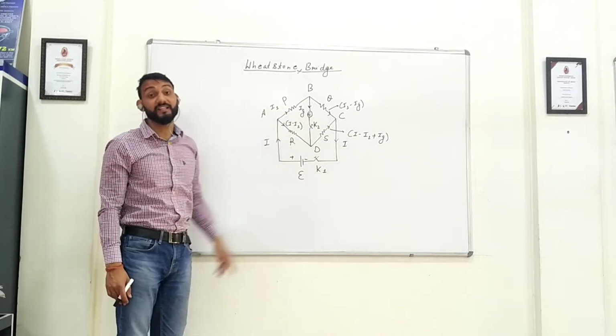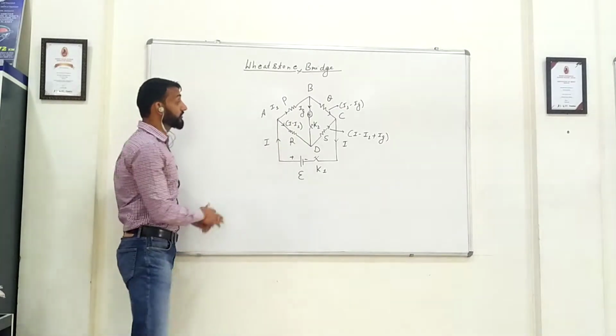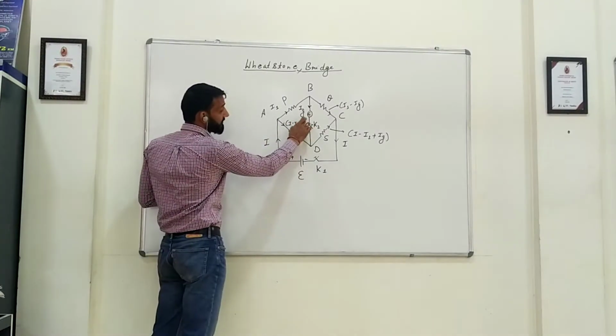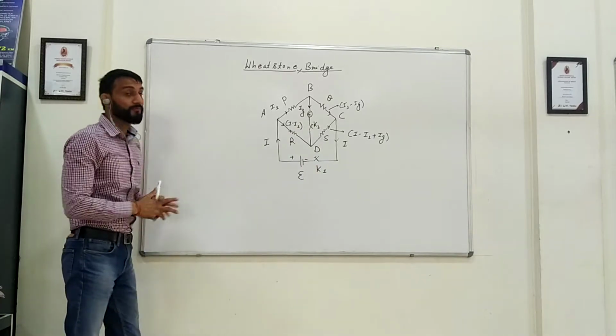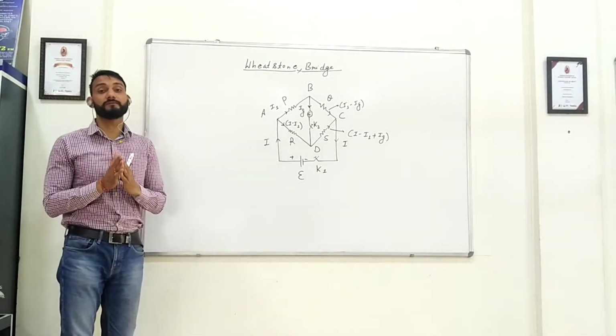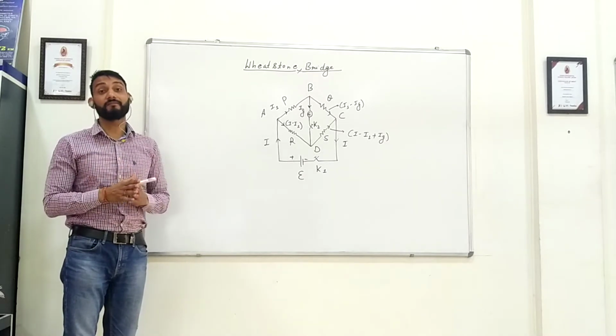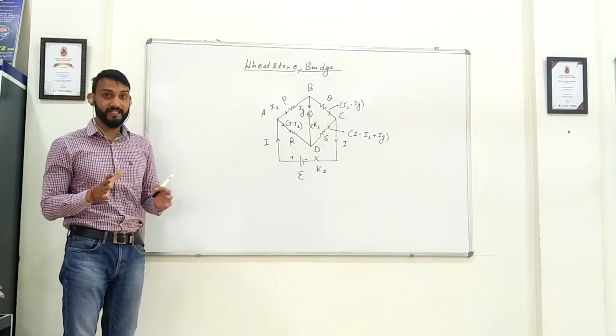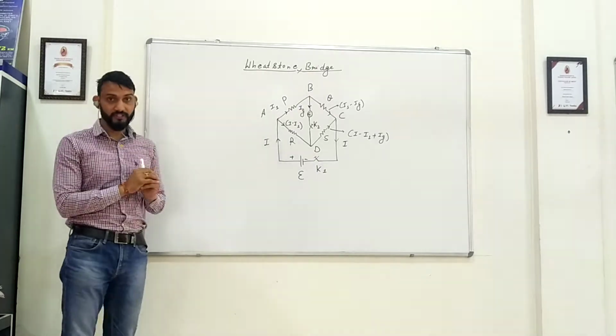Galvanometer is a device which detects the presence of current, and also this galvanometer is put up with the help of a key K2. So this is what we call the Wheatstone bridge. It's a concept, a combination of four resistors connected in the form of a bridge, right? So this is the introduction to Wheatstone bridge.